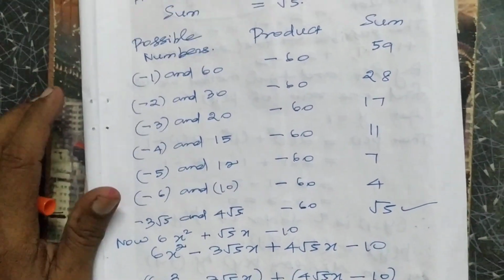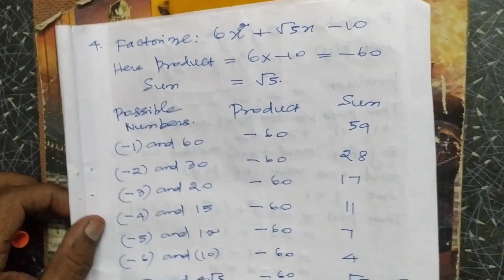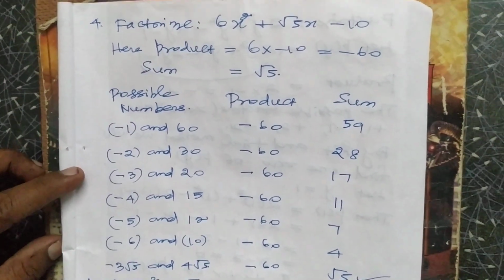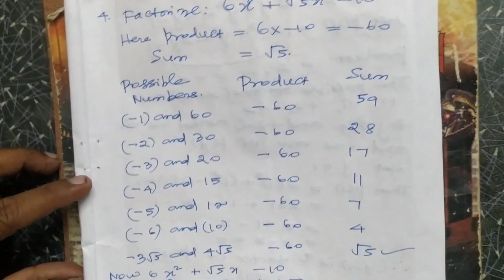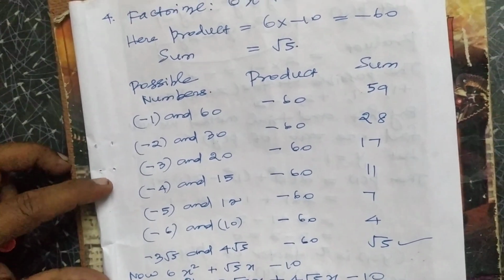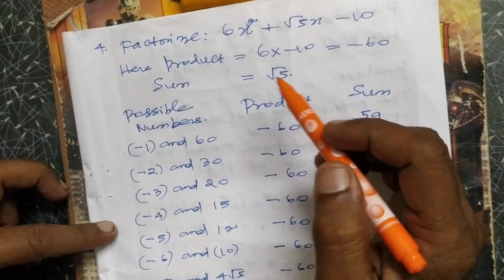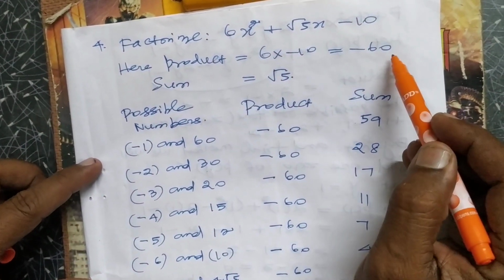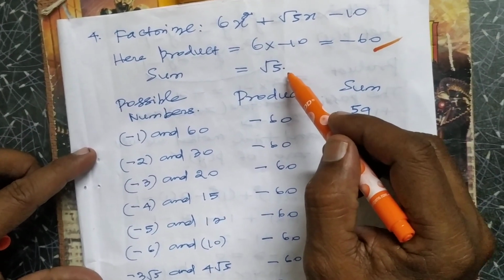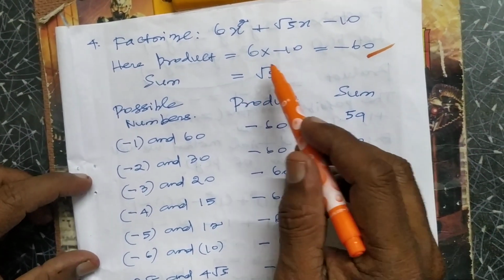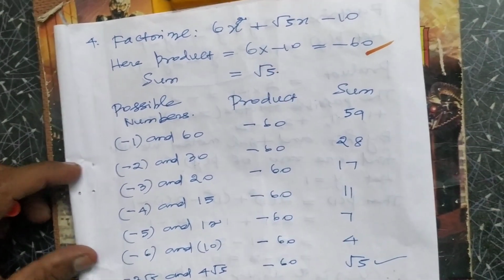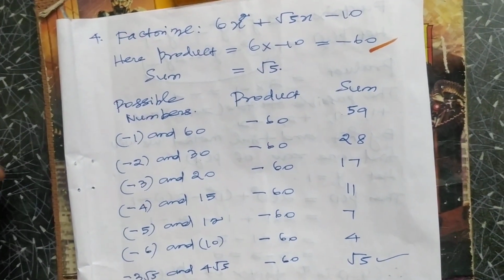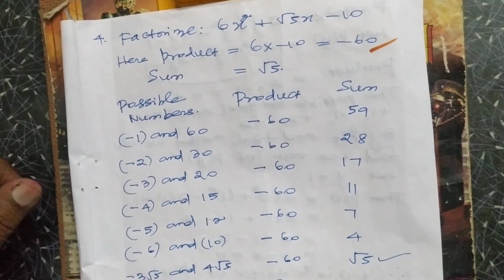Next one, it contains a root. You are studying square roots only now, in this class, so you should be a little vigilant in that case. Here the product is 6 into minus 10, which is minus 60, and the sum is only root 5. As the sum contains an irrational factor, the roots will be irrational. The zeros will be irrational.